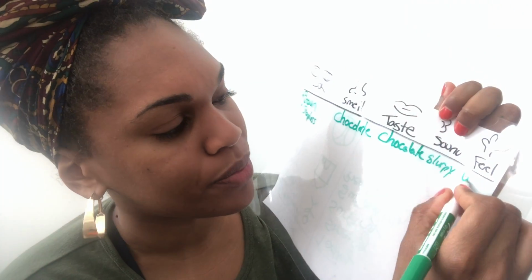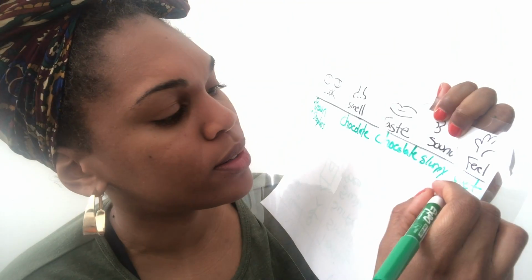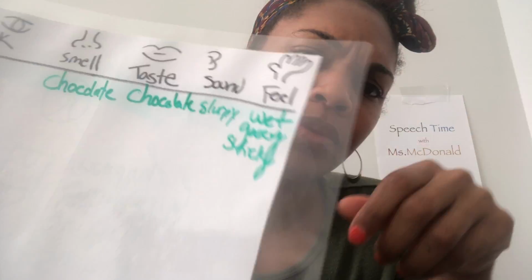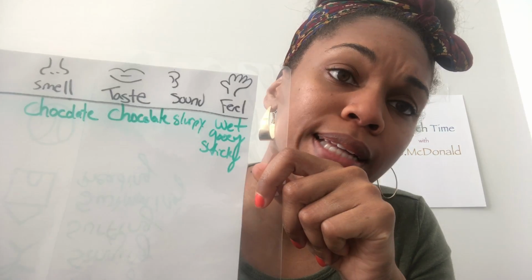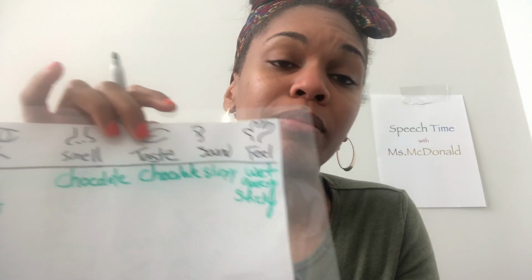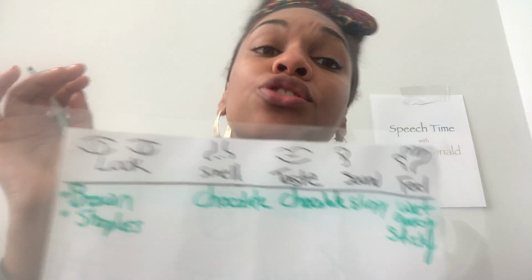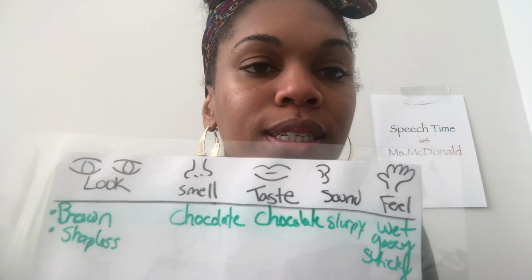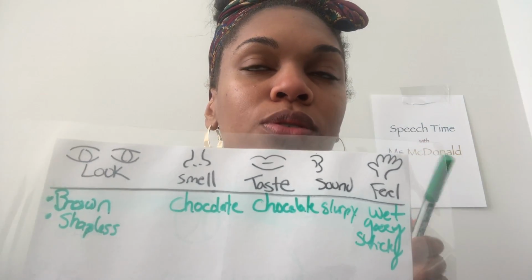I think chocolate pudding feels wet, gooey, and you know what? When it's stuck on my fingers for a long time, it feels sticky. So I gave many words for how it feels: wet, gooey, and sticky. If you need spelling help, make sure to ask your family members for spelling help. If not, just do your best. I'm going to help you with the first word, which is wet. W-E-T, and feels wet.